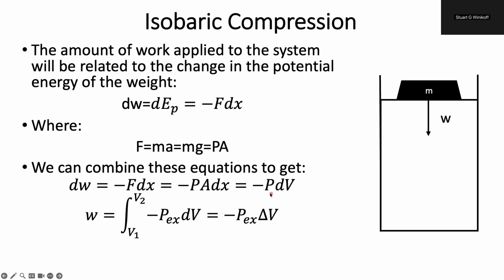Now, the big thing to note here is that these are infinitesimal changes. So in order to get the actual work, we're going to have to integrate over the change in volume. So again, it's from our starting volume to our ending volume. If we have a compression, the ending volume should be smaller than our starting volume, so we should have a negative delta V.